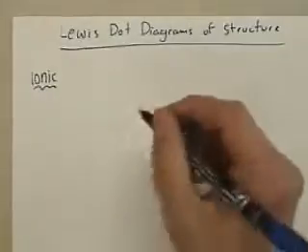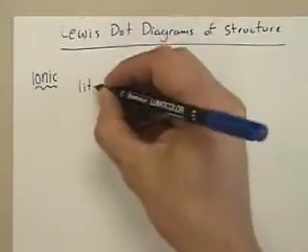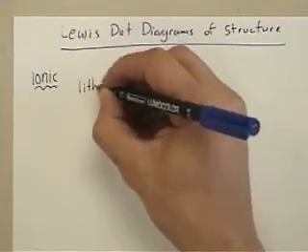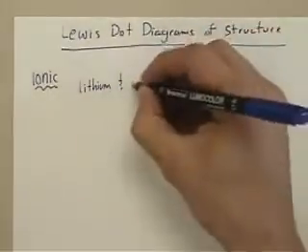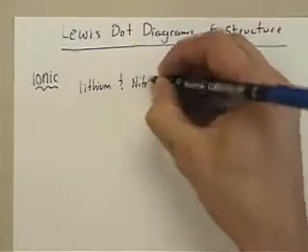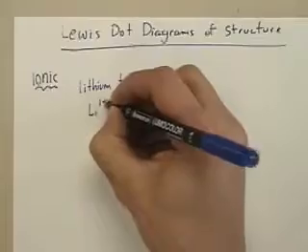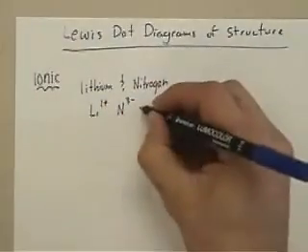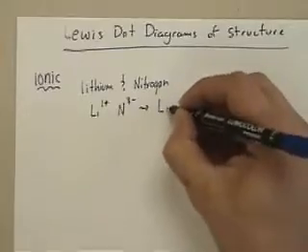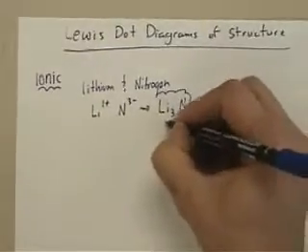So we're going to take two very, very simple metals and nonmetals. So I'm going to use lithium and I'm going to use nitrogen. Okay, lithium is 1 plus, nitrogen is 3 minus. I know when I crisscross these things together I get Li3N. This is your stable form of the compound.